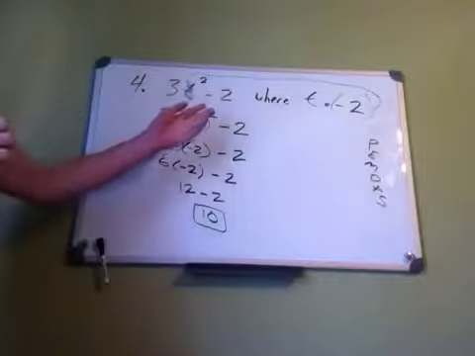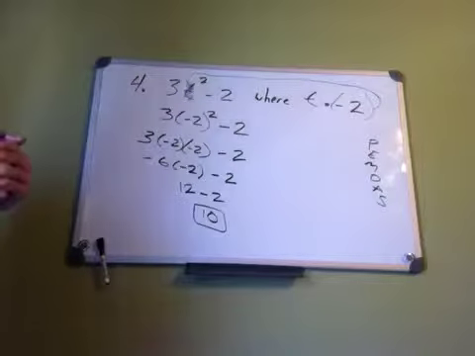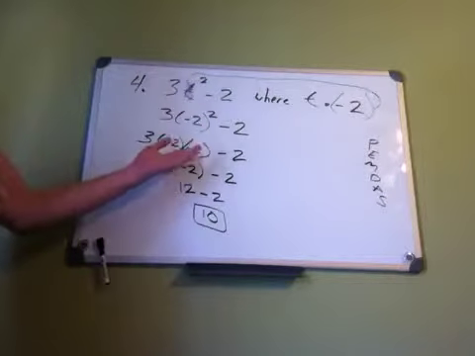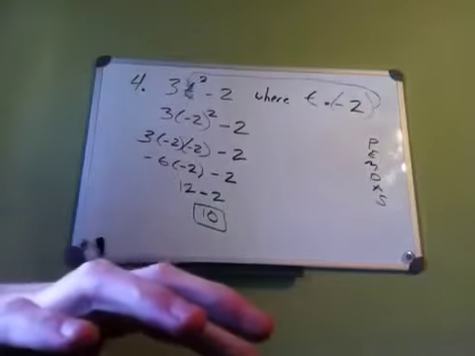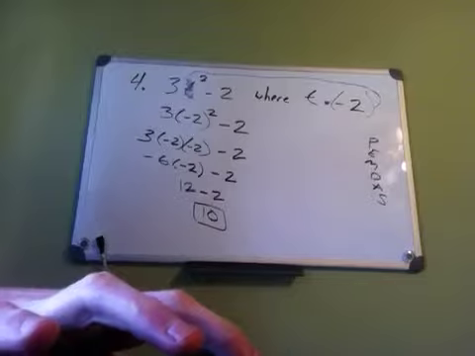Right, take your time. Make sure you understand the exponents, right? This shouldn't be a positive 2. It's a negative 2 twice. Let's do number 7.